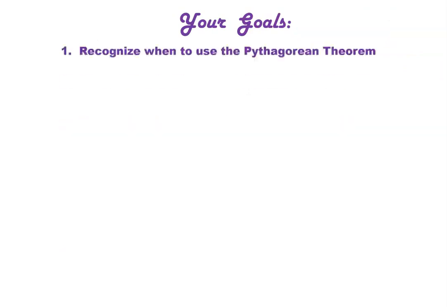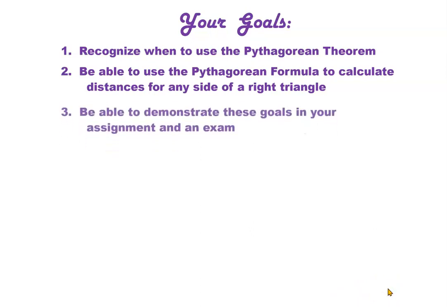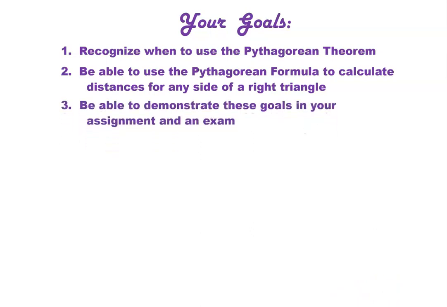Your goals. 1, recognize when to use the Pythagorean theorem. Piece of cake. Whenever you have a right triangle, you can use this formula. 2, be able to use this formula to calculate distances for any side of a right triangle. And we use the c squared equals a squared plus b squared, which we've just practiced in 2 problems. 3, be able to demonstrate these goals in your assignment and an exam.